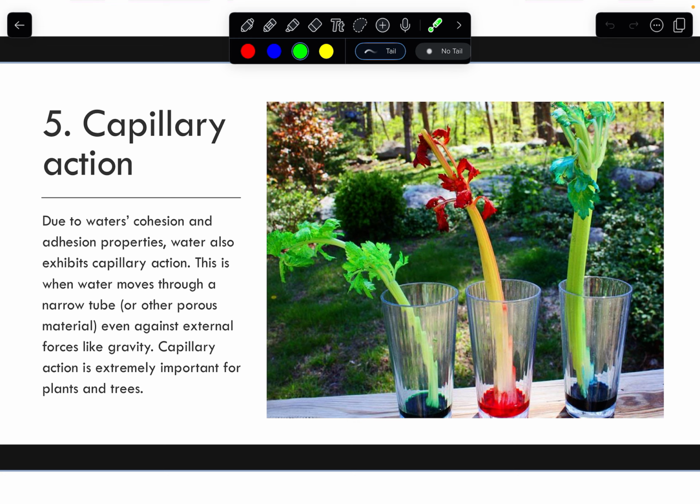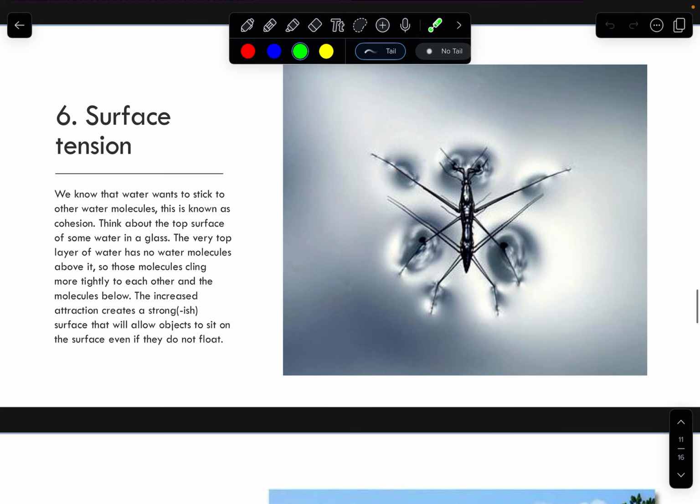The next property is capillary action. Due to cohesion and adhesion, water can do this cool thing called capillary action. This is when water moves through a narrow tube, right? Like the narrow tubes in this celery stalk, and the water can even move against gravity and get up to the leaves. All right, so this image is showing us these celery stalks sitting in what we assume is water with food coloring. How did the food coloring dye get to the leaves? It traveled up through the narrow tubes in the celery through capillary action.